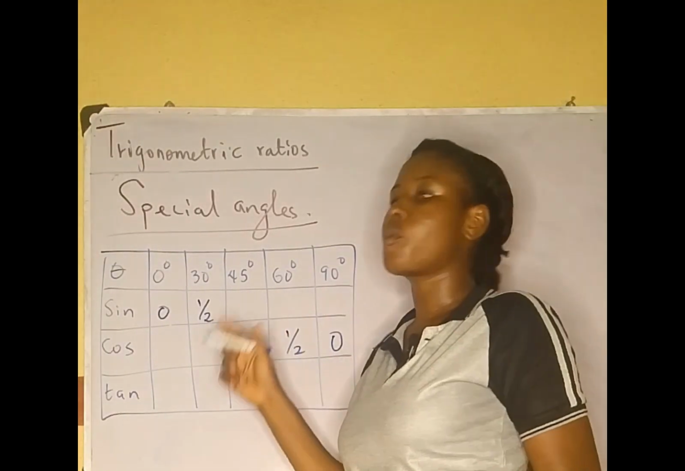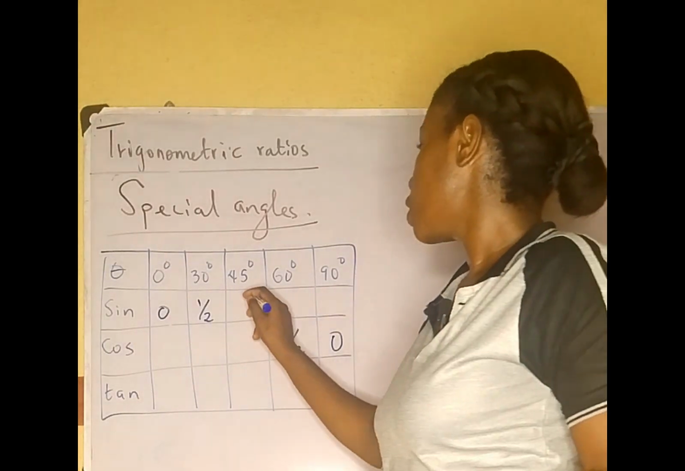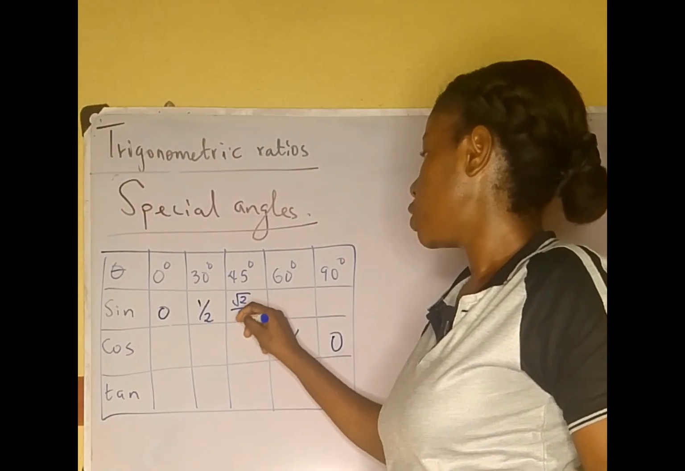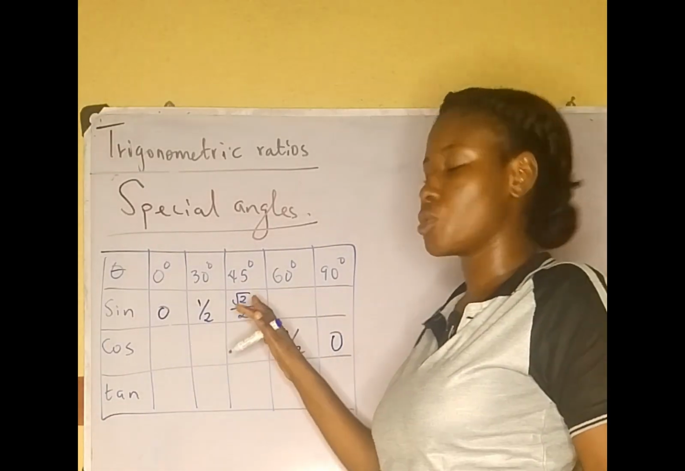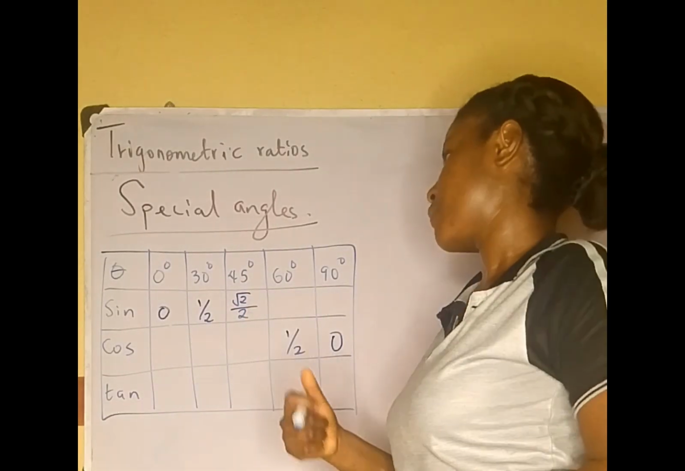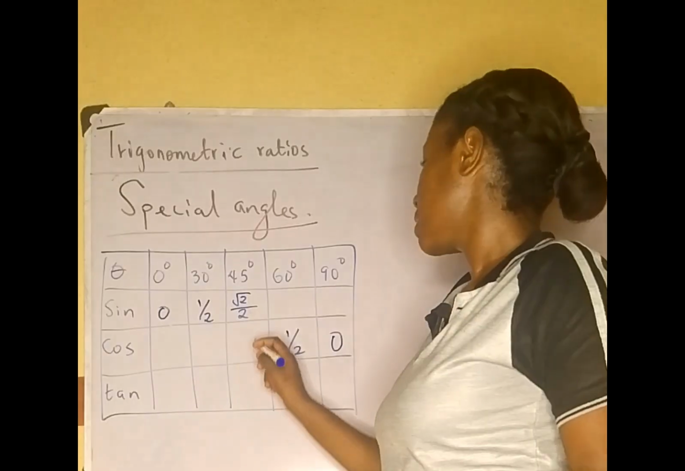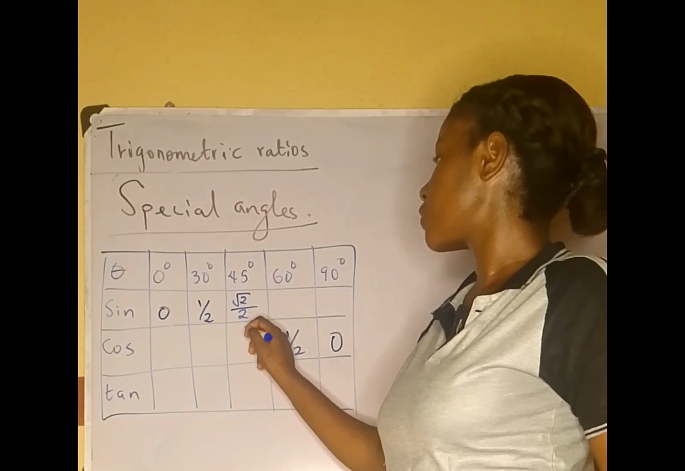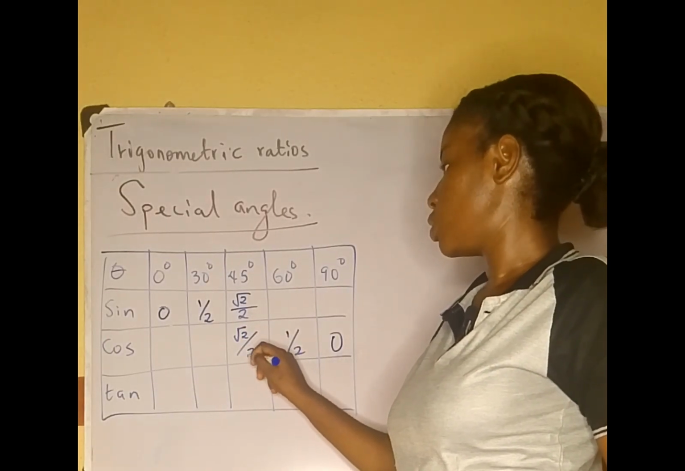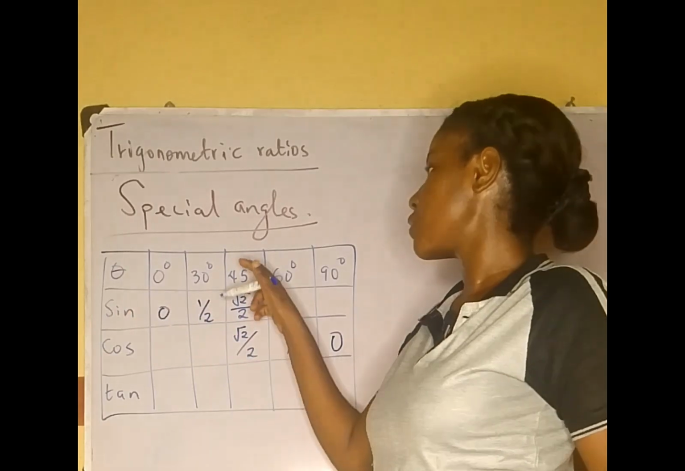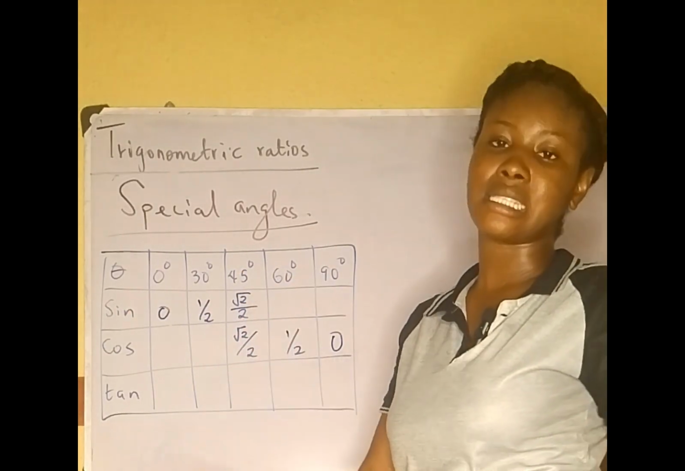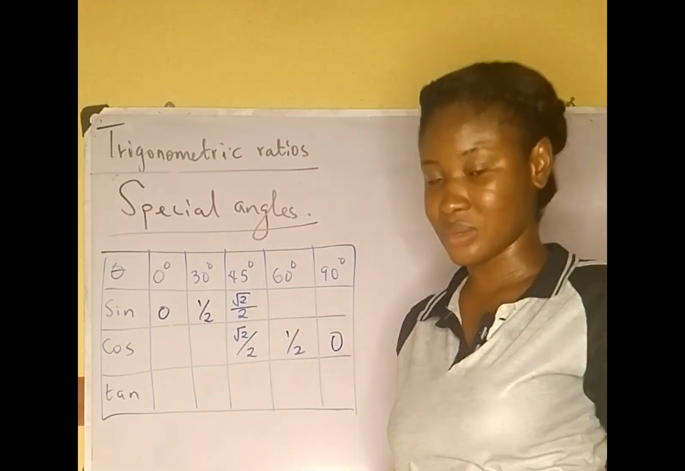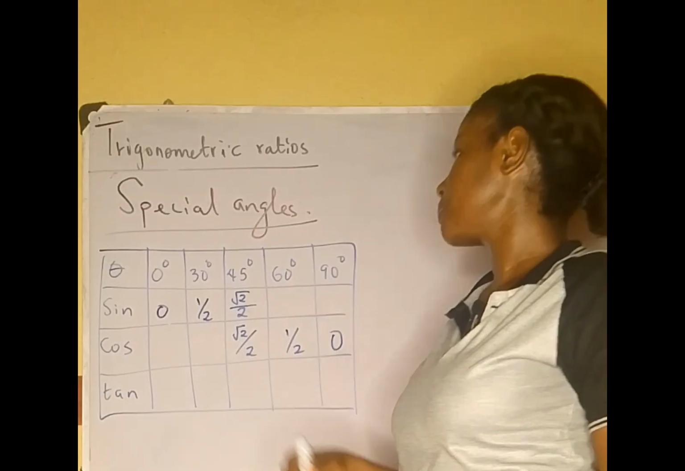Then sine 45 is root 2 over 2. You can use your calculator to check what root 2 over 2 is, then press sine 45 and confirm that. And cos 45 is also root 2 over 2. You know why? Because sine 45 is equal to cos of 90 degree minus 45, which is still cos 45. So they are the same thing.